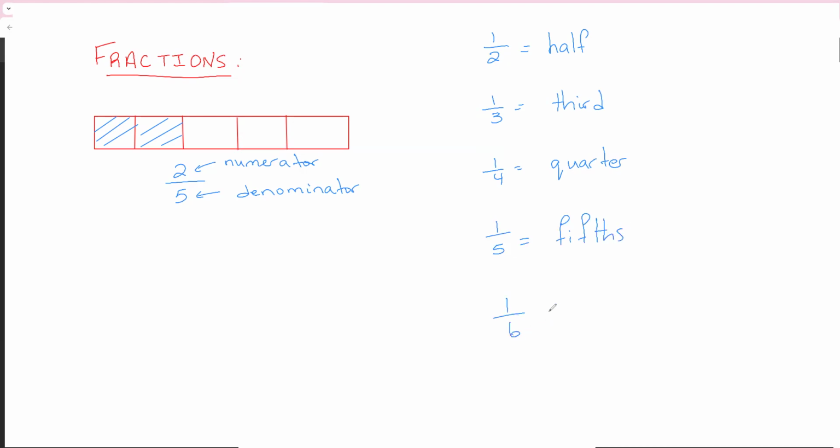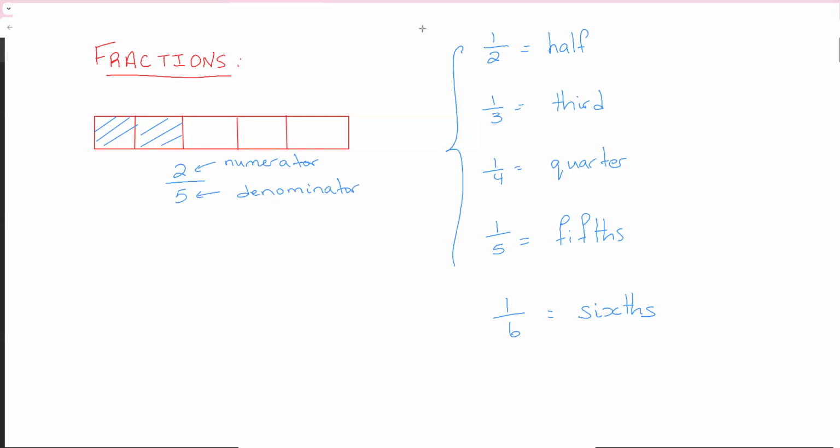If it's 6, it's going to be 6 with a th on the end. So this will be 1/6, 1/7, 1/8, 1/11, 1/13, 1/20, right? So these are the main ones that are different in terms of the names of fractions.